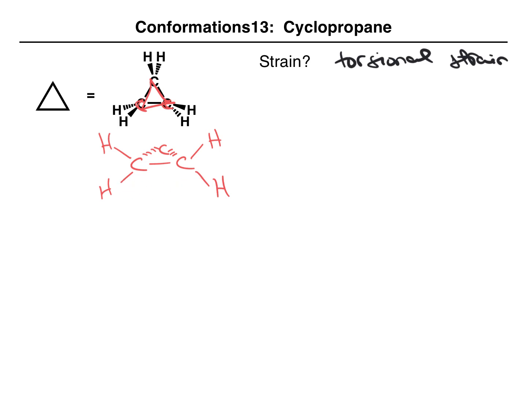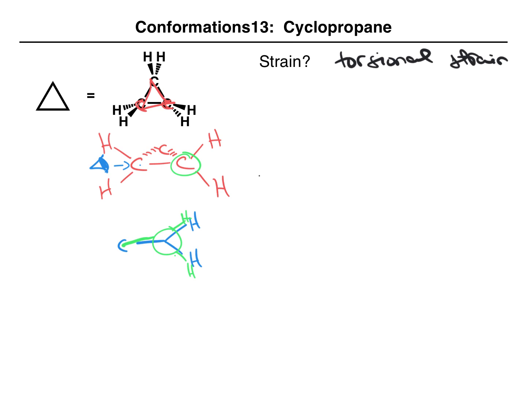And what you should notice is that these bonds are eclipsed on each other, and these bonds are eclipsed on each other. If we were to look at this as a Newman projection, so let's say we are looking this way, this is our front carbon, which is connected to a hydrogen and the carbon of the ring. And then let's call this one our back carbon. And our back carbon is connected to a hydrogen and the carbon of the ring. So these bonds are eclipsed on each other, giving cyclopropane significant torsional strain.